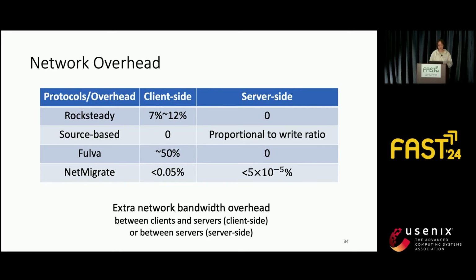Let's look at the network overhead. We divide the overhead between the client side, which is between client and servers, and the server side, which is between the two servers. Rocksteady only has the client-side overhead, which is about 10%. And the source-based protocol has server-side overhead, which is proportional to the write ratio. Fuwa has about 50% client-side overhead. Although NetMigrate has both of them, these overheads are both negligible.